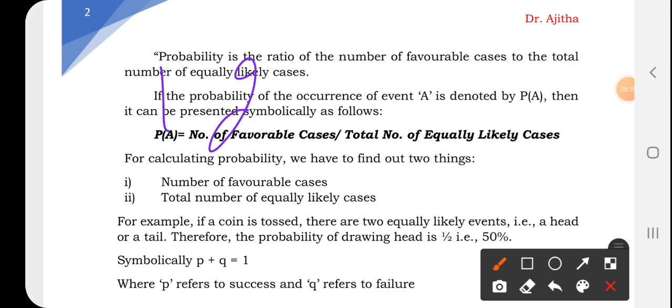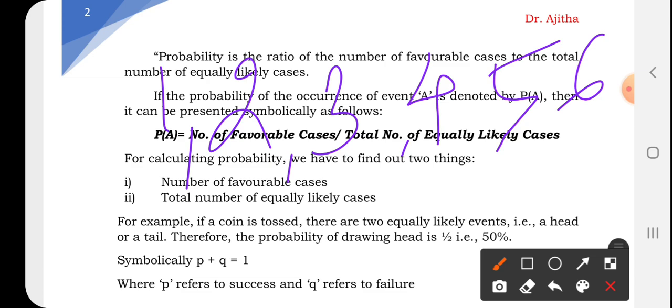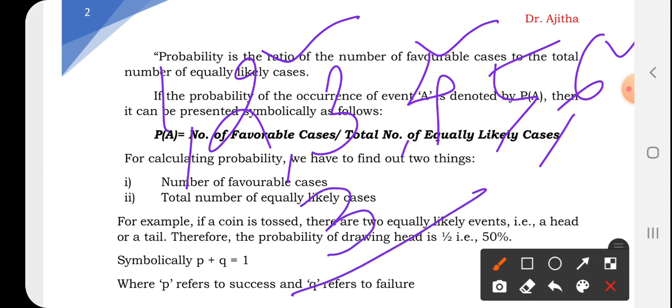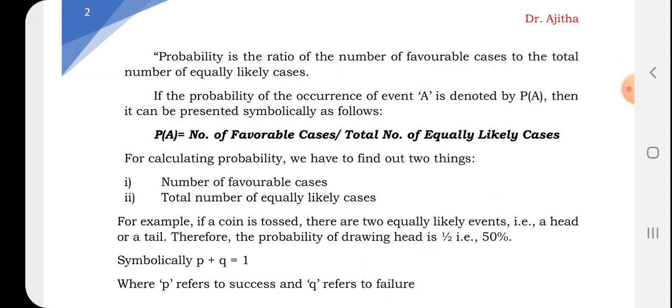In this same example, if I want to find the probability of getting an even number, what is it? How many even numbers are there? 2, 4 and 6 are even numbers. So you write 3 favorable cases, divided by the total number of cases, which is 6. So this is how you can calculate the probability on the basis of this formula.